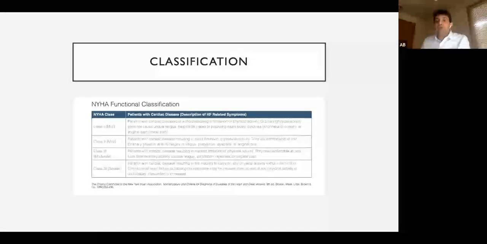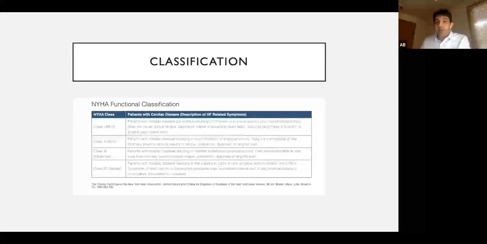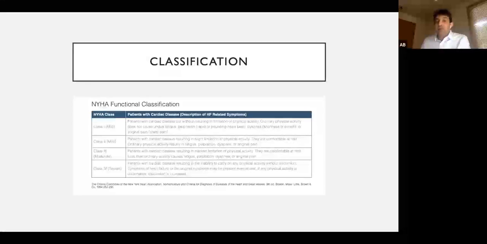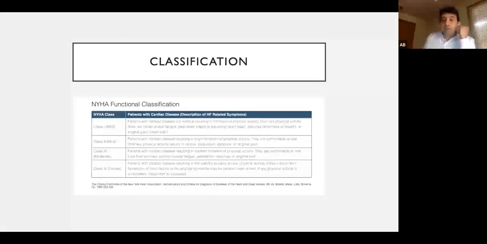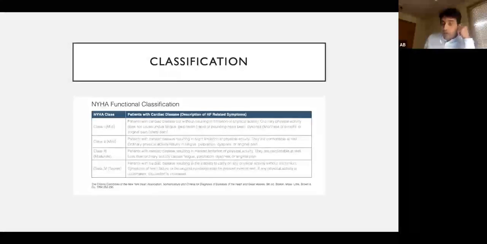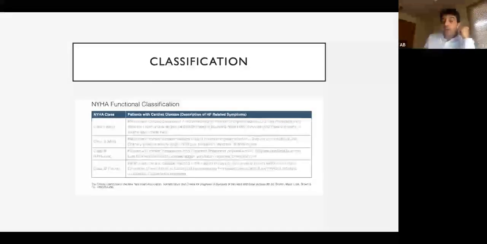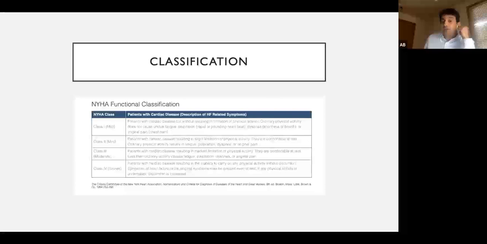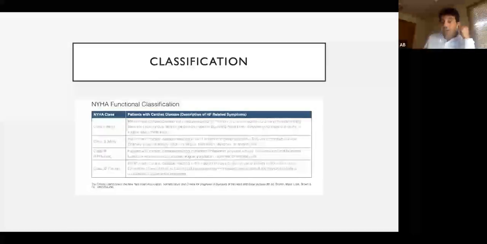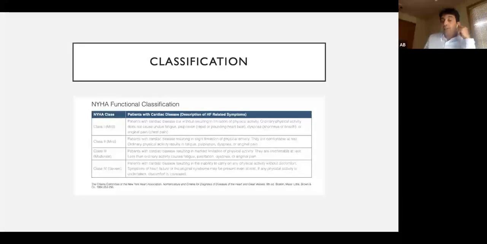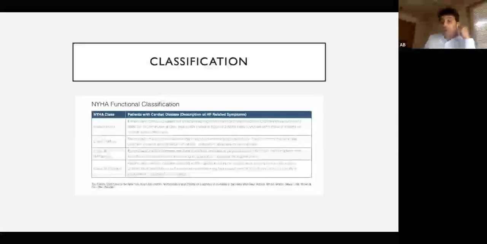And this is the New York Heart Association functional class. We have class 1, class 2, class 3, class 4. Class 1, patient with cardiac disease but without resulting limitation of physical activity. Ordinary physical activity does not cause undue fatigue, palpitation, and so on. Functional class 2, patient with heart disease resulting in slight limitation of physical activity. They are comfortable at rest, but ordinary physical activity results in fatigue, palpitation, dizziness, or anginal pain.